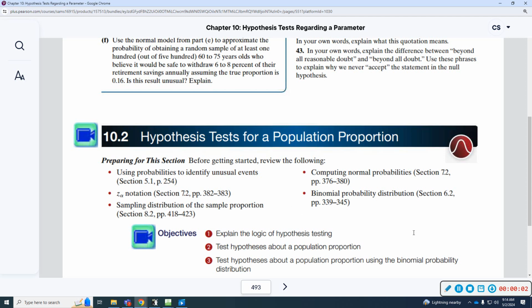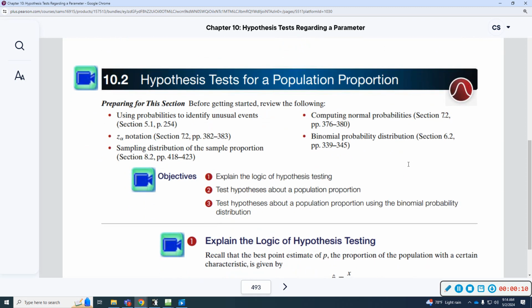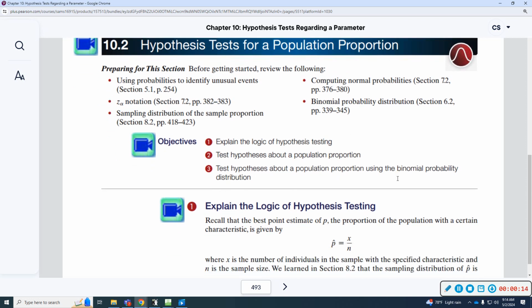All right, today we're going to look at section 10.2, hypothesis test for a population proportion. We're just going to be skimming the information and then we're going to go to MyMathLab. So here are your section objectives.